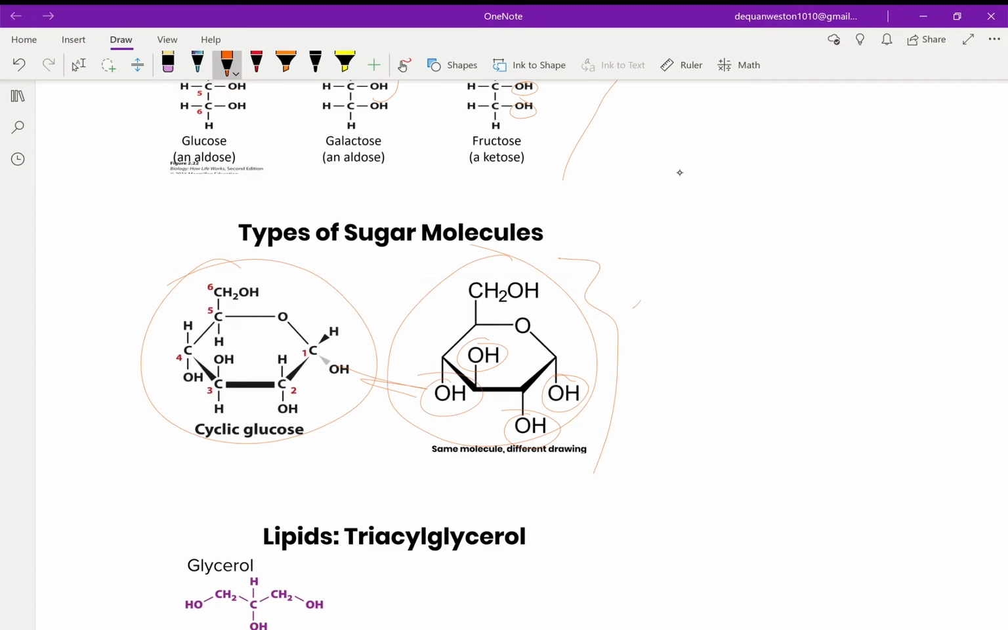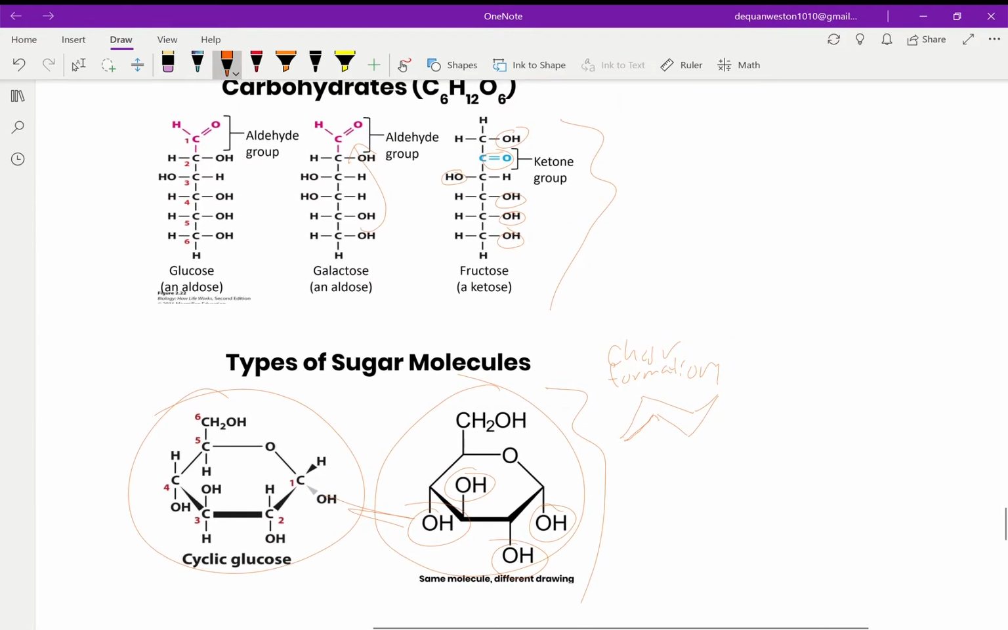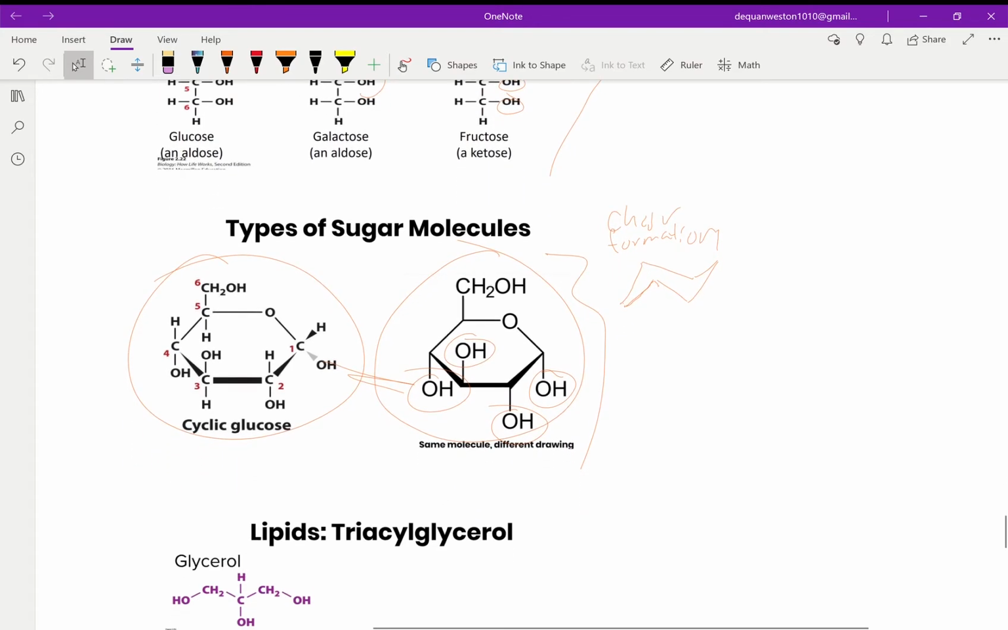You also might see it drawn like this. This is called a chair formation, and I keep referring to organic chemistry, but when you guys are in organic chemistry, you're going to see this chair formation. You'll remember me saying this when you get to OChem and you have to draw hundreds of these. So all 3 of these variants is what you might see when you're asked something structurally about carbohydrates.